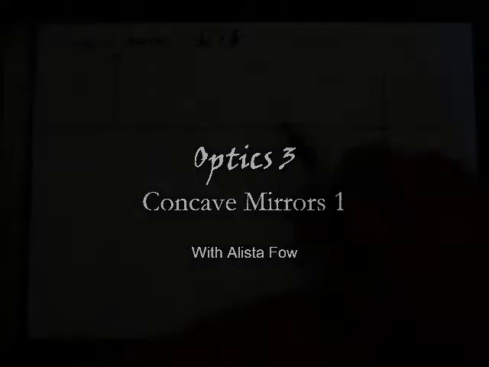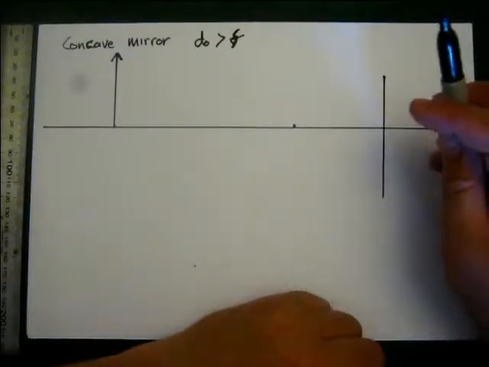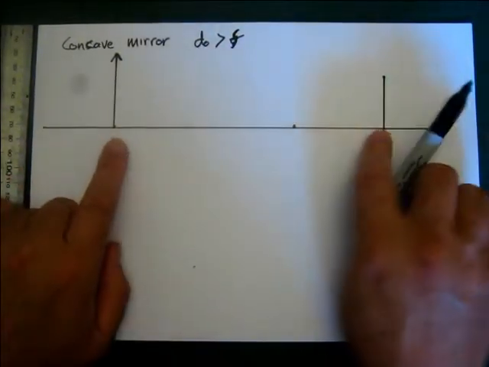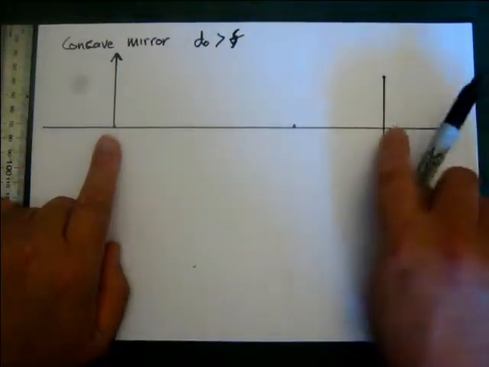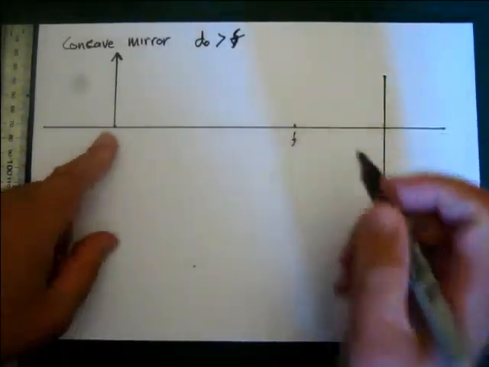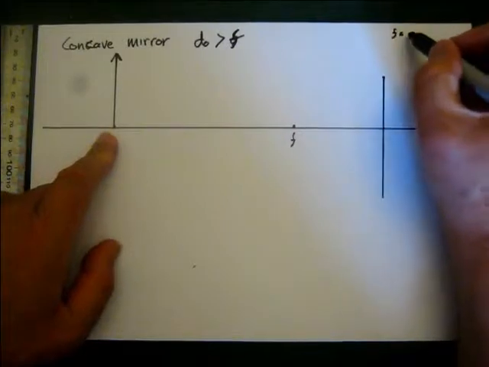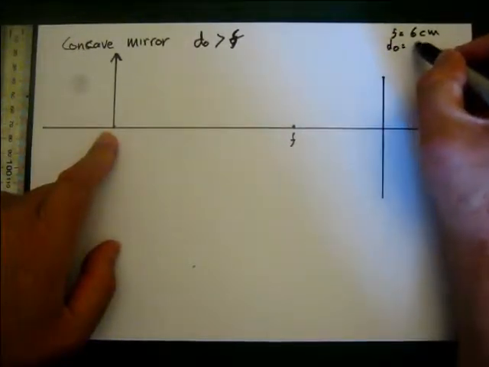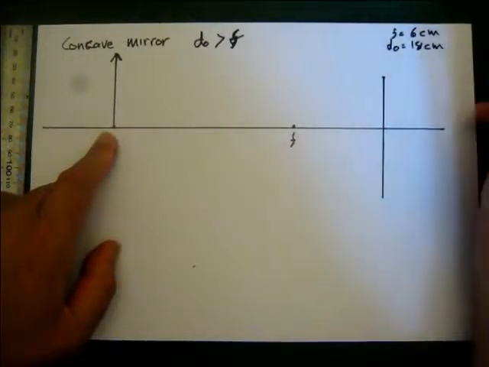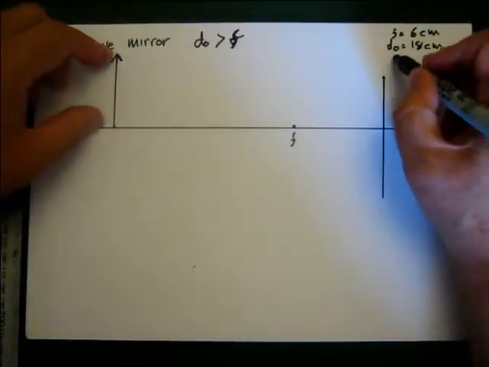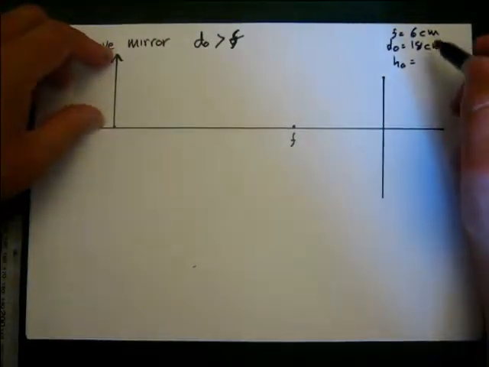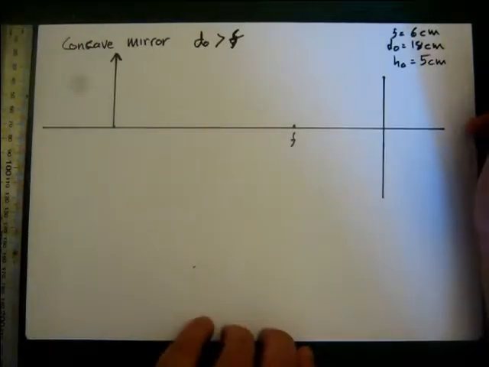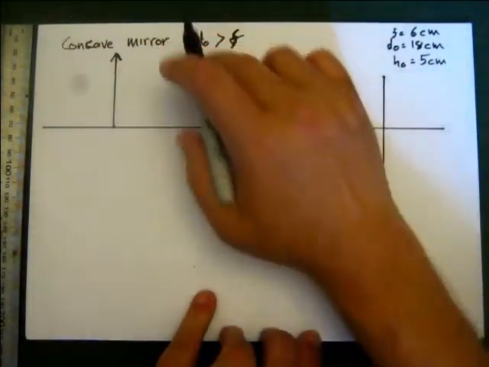Let's do an example where we're going to use a concave mirror, and the distance from the object, the distance from here to here, is very much greater than f. So f is equal to 6 centimetres. DO is equal to 18 centimetres. And I've made the height of the object, height O, equal to 5 centimetres.